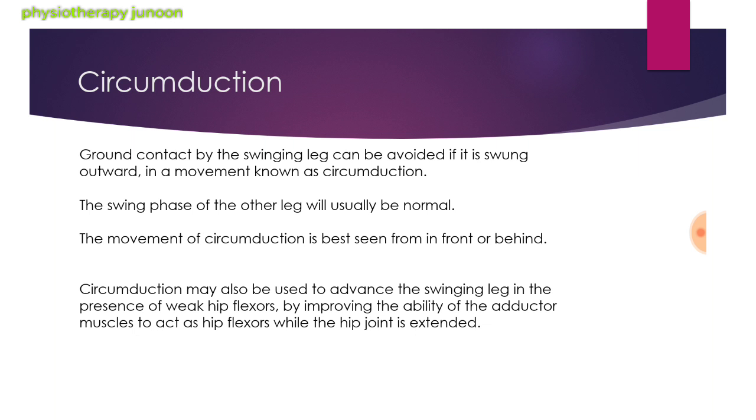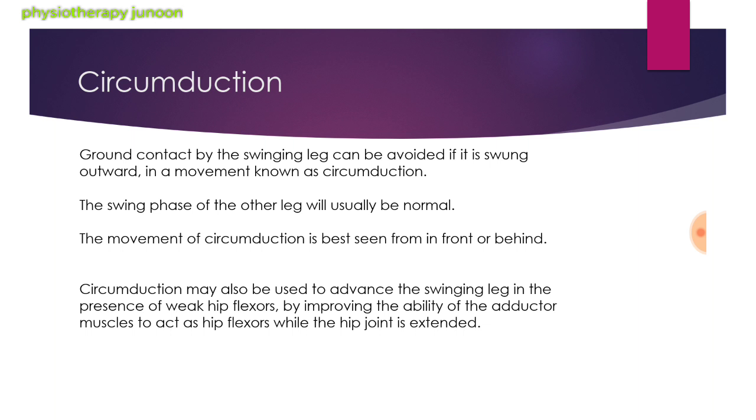Then we proceed to the circumduction or circumductory gait. Ground contact by the swinging leg can be avoided if it is swung outward in a movement known as circumduction, an outward or circular movement. The swing phase of the other leg will usually be normal. The movement of circumduction is best seen from in front or behind.